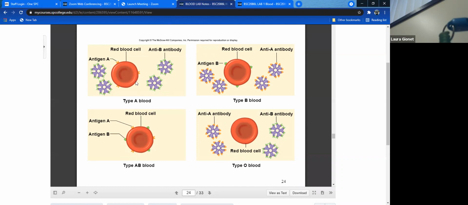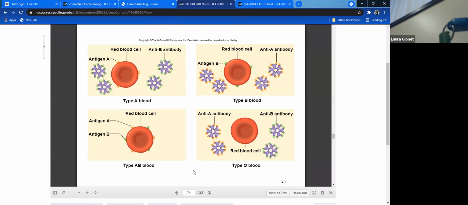Okay, so to be blood type A, you have A antigens on your cell surface, you make B antibodies. If you're blood type B, you have B antigens on your cell surface, you'll automatically make A antibodies. If you're blood type O, you have neither A nor B antigen on the cell surface, you make both anti-A and anti-B, or A antibodies and B antibodies. And if you're blood type AB, you make neither A nor B antibody.